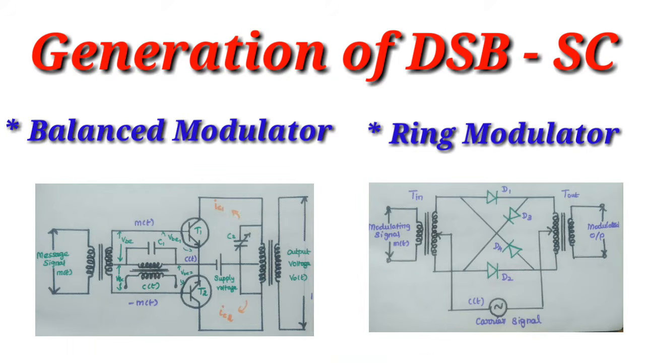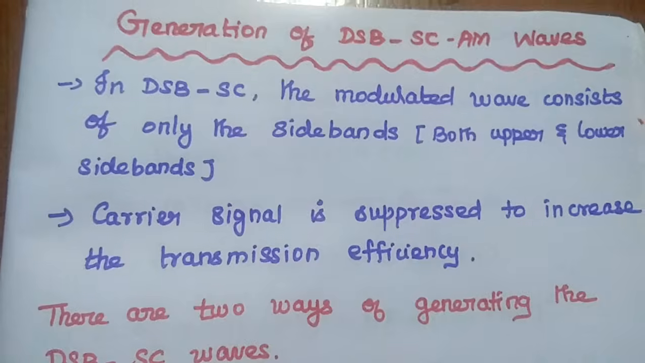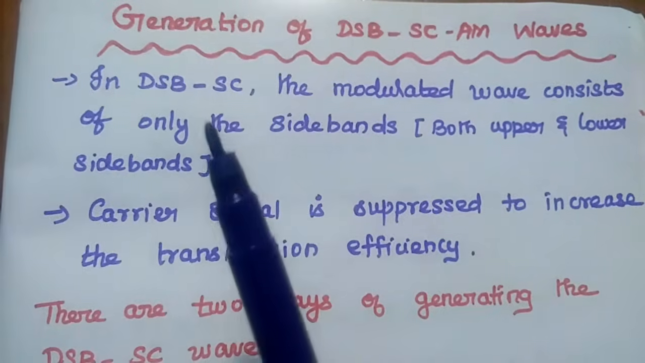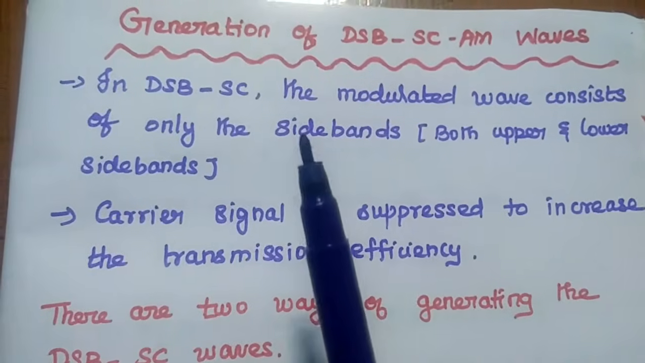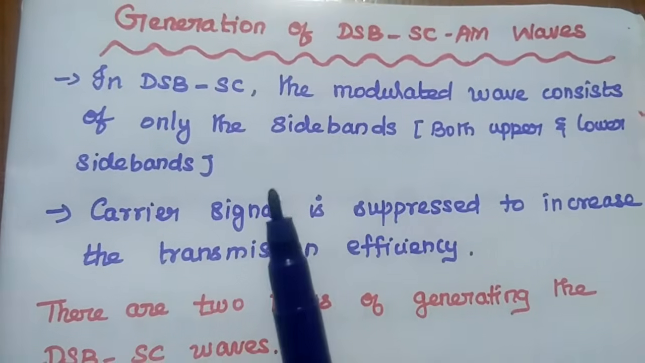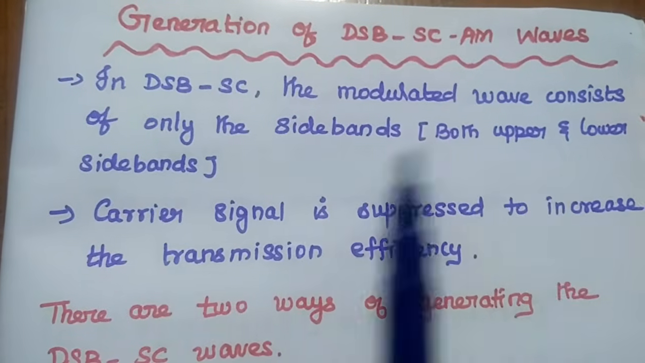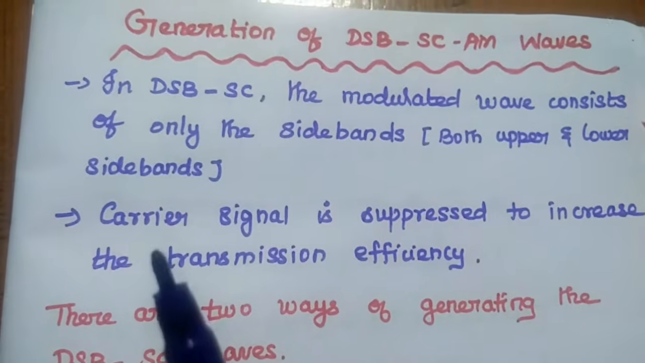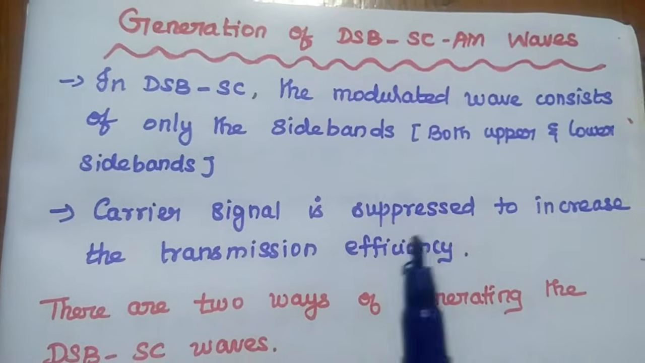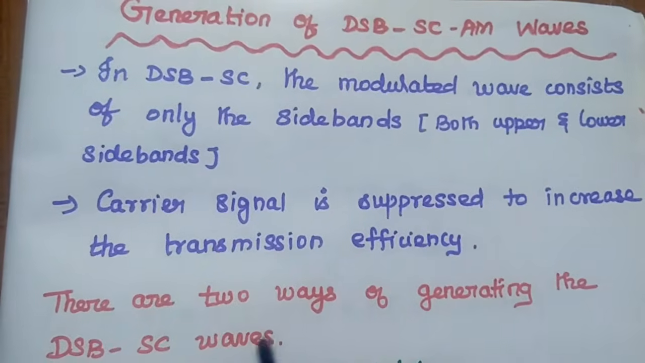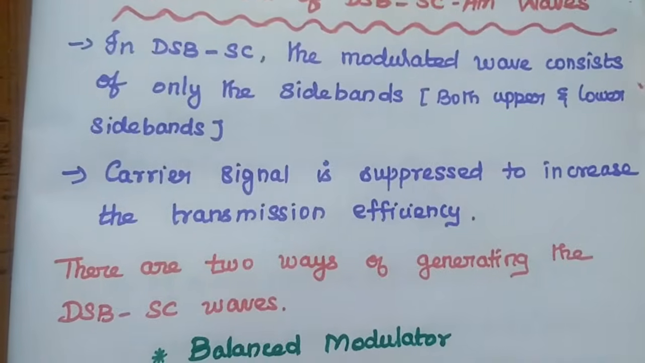Dear students, now we are going to discuss balanced modulator and ring modulator for generation of DSB-SC AM waves. In double sideband suppressed carrier method, the modulated wave consists of only the sidebands, that is, both upper and lower sidebands. Here, the carrier signal is suppressed in order to increase the transmission efficiency.